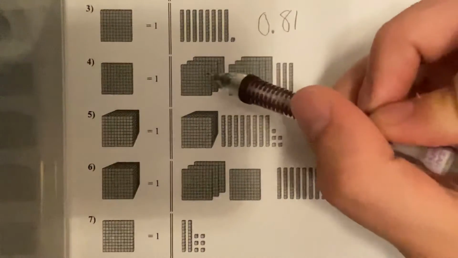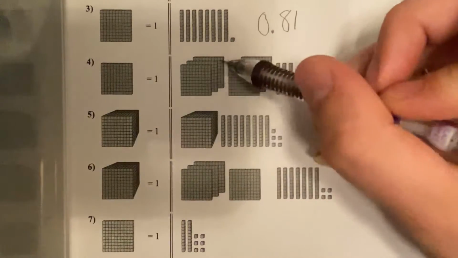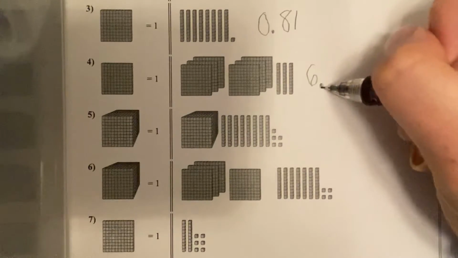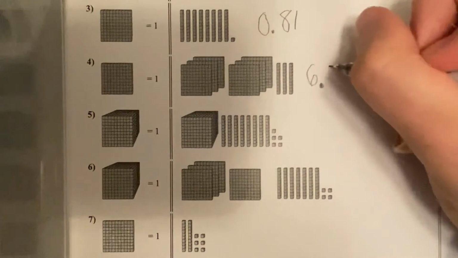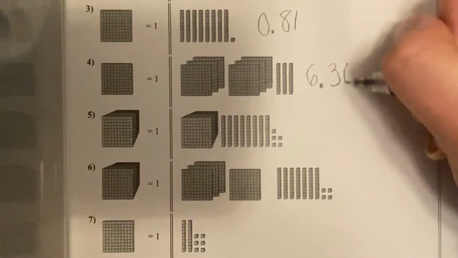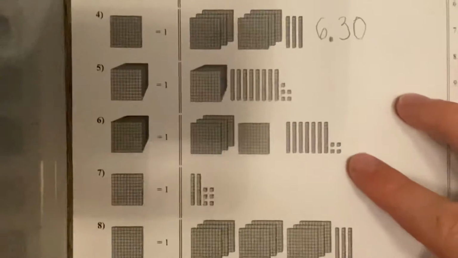Okay, this one, the flat is still a whole, and I have 1, 2, 3, 4, 5, 6 flats. I have 1, 2, 3 rods, which represents 3 tenths, and I have 0 units. So it's 6 and 30 hundredths.